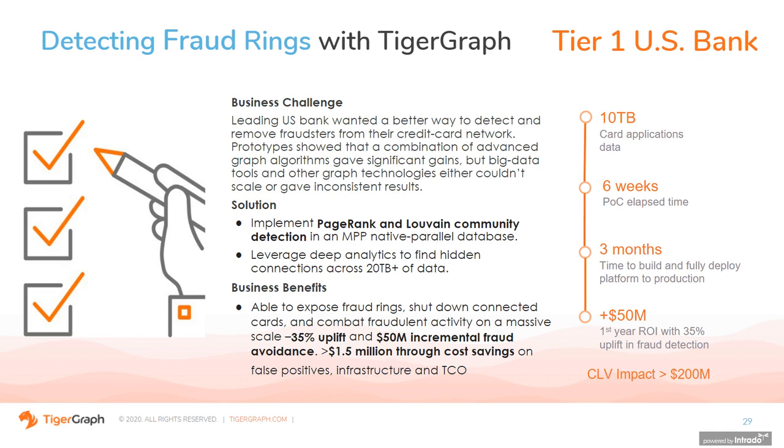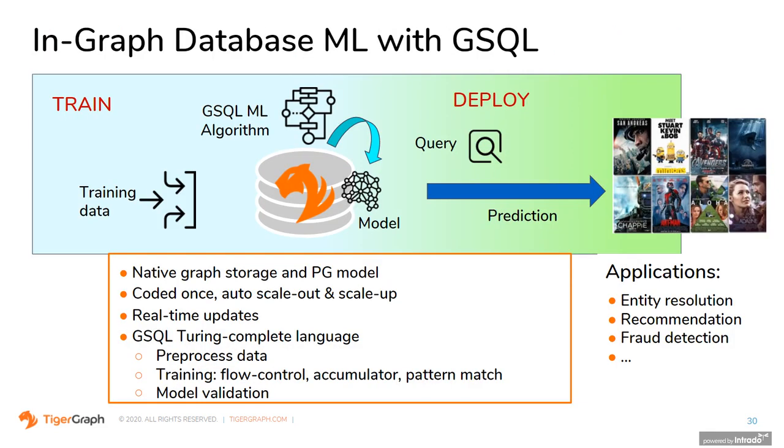But again, they got a 35% uplift by improving their fraud detection accuracy, avoided $50 million of fraud, and again, $1.5 million in cost savings. So another case, first one loan applications, and this one credit card applications, both benefiting from scalable, real-time, distributed graph analytics.